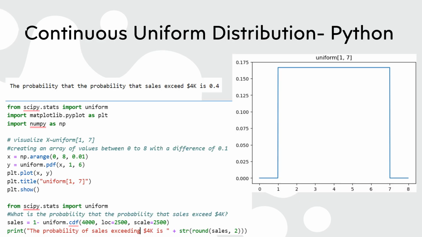Here you can see how we can use Python to calculate continuous uniform CDFs, PDFs, and visualize them. We can use the uniform function to model a continuous uniform distribution. Here, as an example, I have calculated the probabilities of sales exceeding $4,000 for the cosmetic line example.